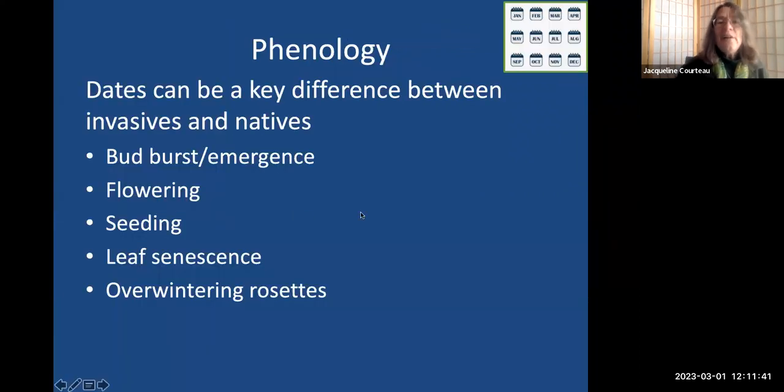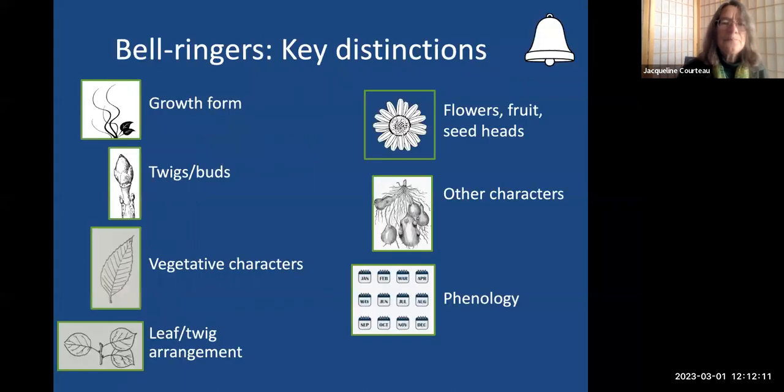I wanted to point out that phenology, actually, the difference in when plants burst bud or emerge, when they flower, when they seed, when the leaves senesce, and whether they have overwintering rosettes, all of those phenological differences can be a key between invasives and some of the native look-alikes. So just be aware that for some species, that phenology is really important to be aware of.